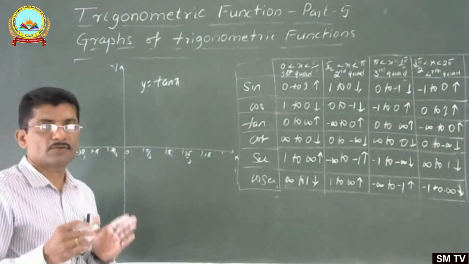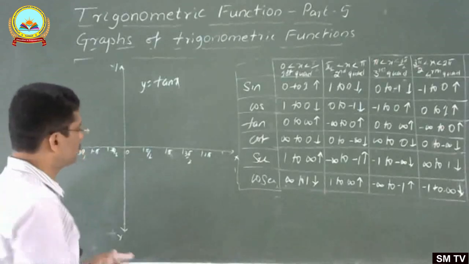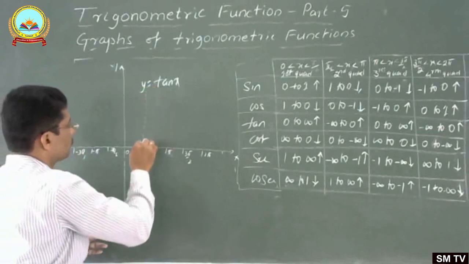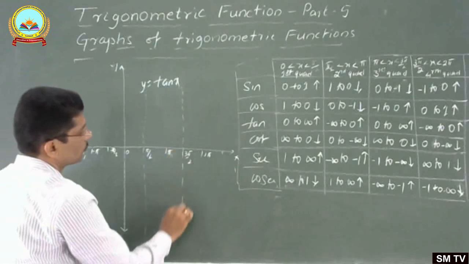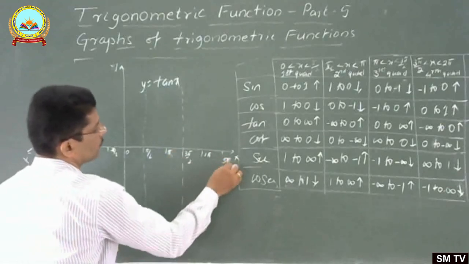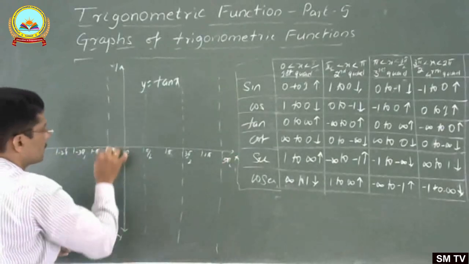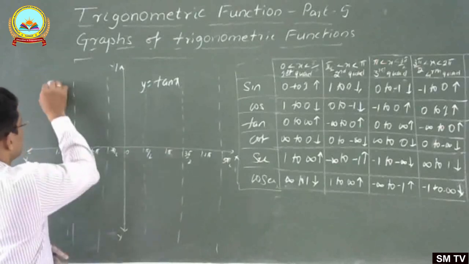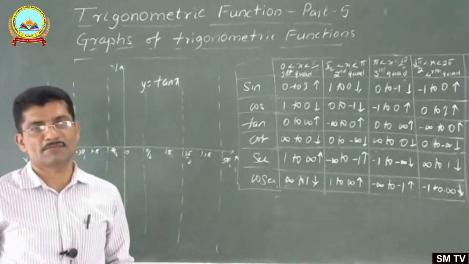Here you know that the domain is the set of all real numbers except odd integral multiples of pi by 2. Odd integral multiples of pi by 2 means pi by 2 is deleted from the domain, 3 pi by 2 is deleted, 5 pi by 2 is deleted. On the left-hand side, minus pi by 2 is deleted, and minus 3 pi by 2, minus 5 pi by 2 along this are deleted. They do not belong to the domain of the given function.